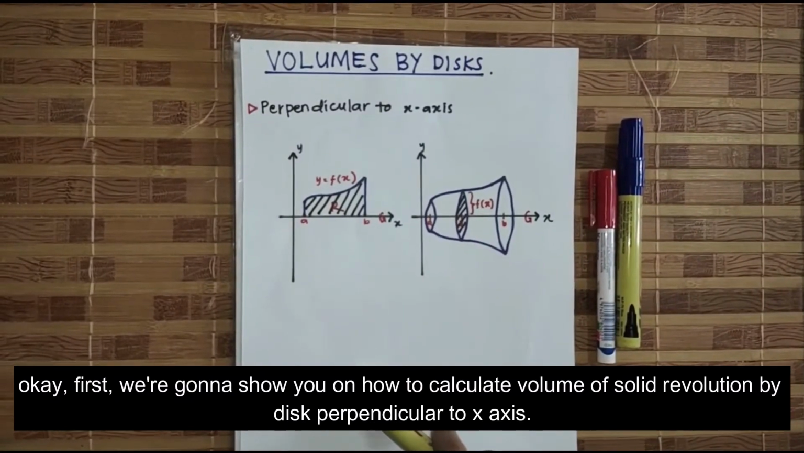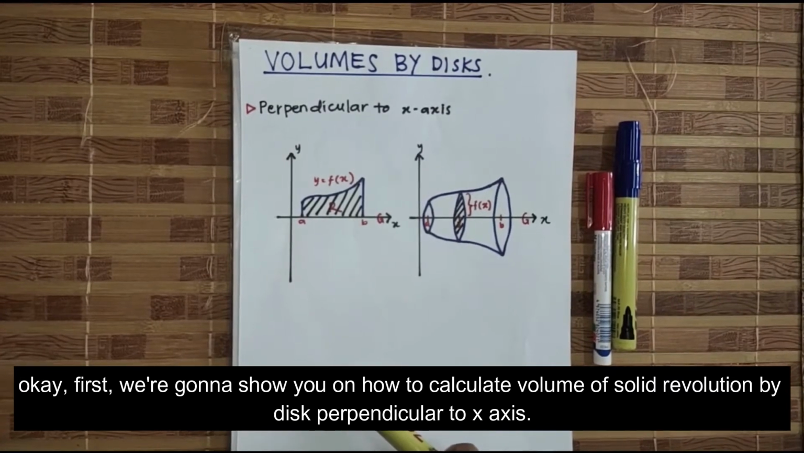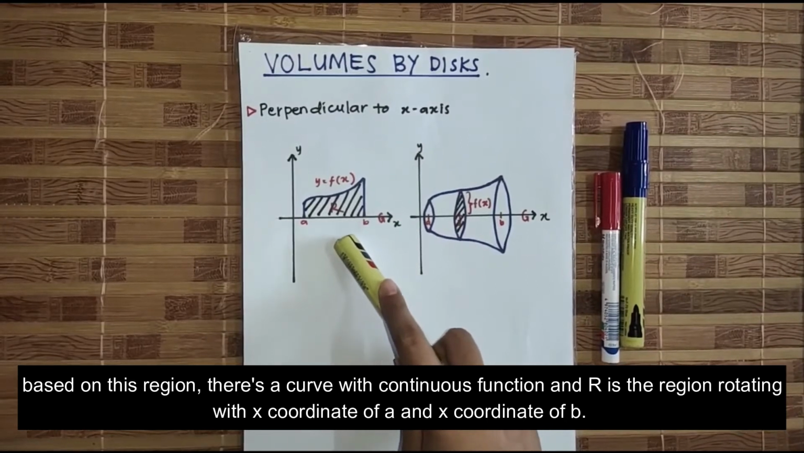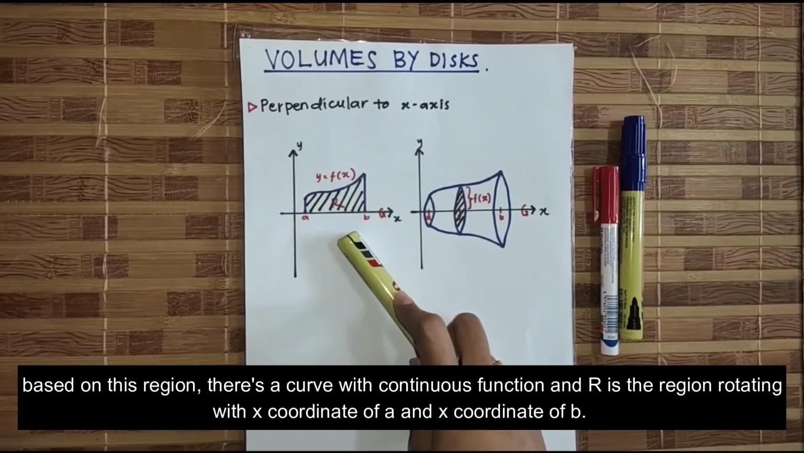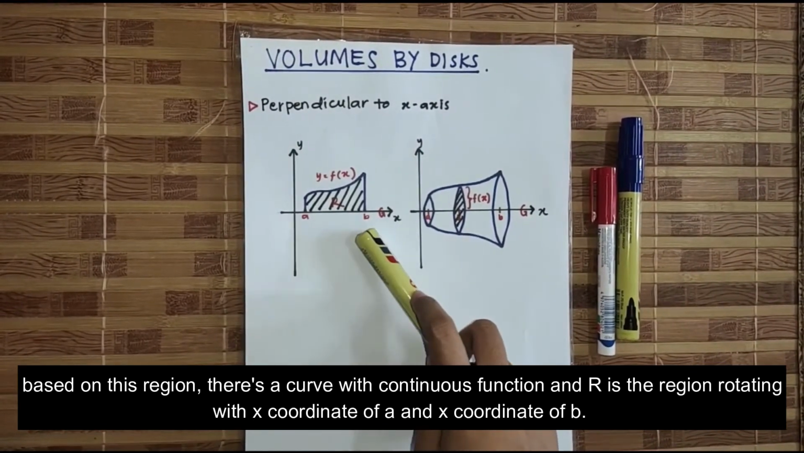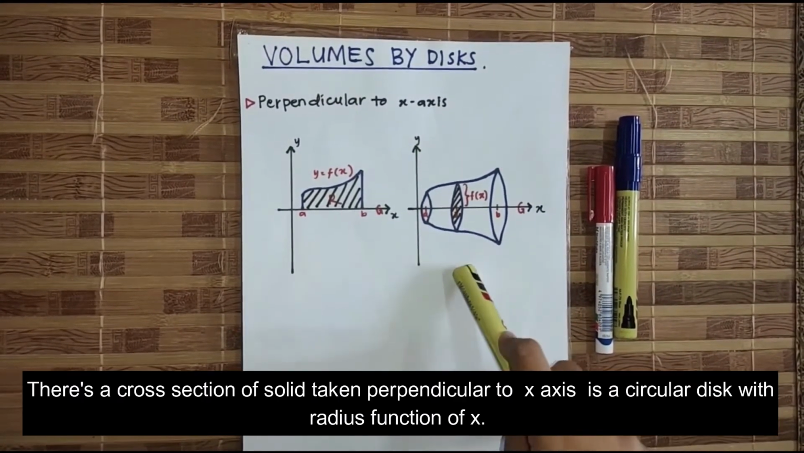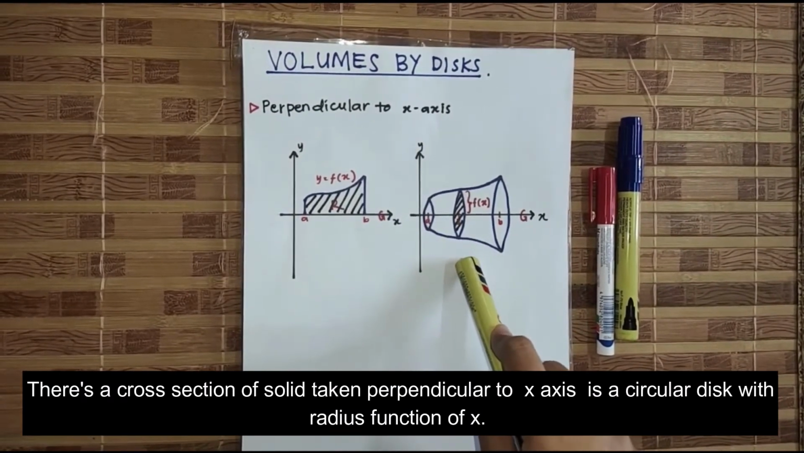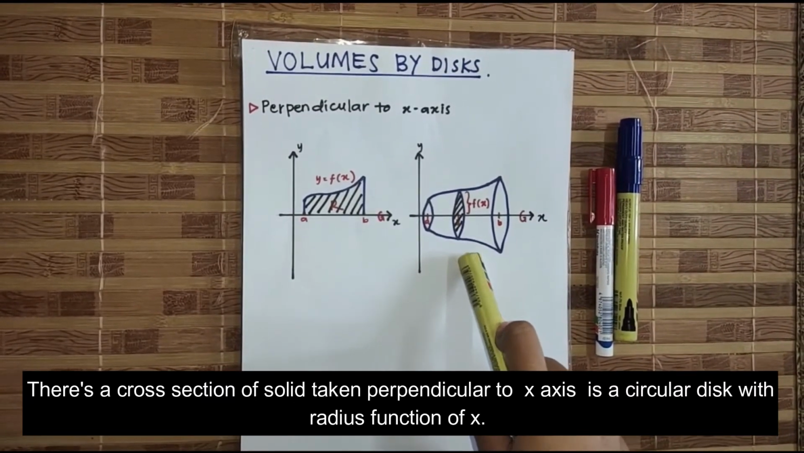Okay, first we're going to show you how to calculate volumes of solids of revolution perpendicular to the x-axis. Based on this region, there is a curve with a continuous function, and R is the region rotating about the x-axis, with x-coordinate of A and x-coordinate of B. This problem can be solved by slicing. The cross-section of the solid taken perpendicular to the x-axis is a circular disc with radius function of x.